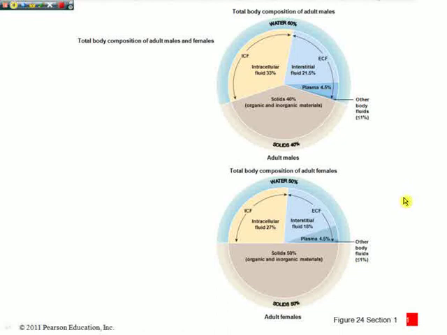So if you take a look at this chart, you see you have total body composition of the adult male. Water is about 60%. Intracellular fluid 33% compared to 27% in the female. Interstitial fluid about 18%, female, male 21.5%. Note though that the plasma is the same. Plasma 4.5% male, 4.5% female. Solids in the male are about 40% and in the female about 50%.